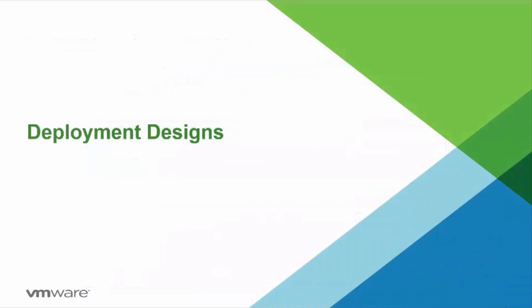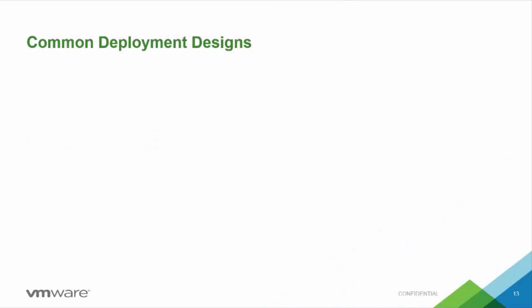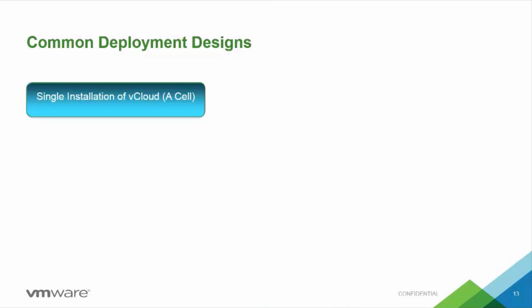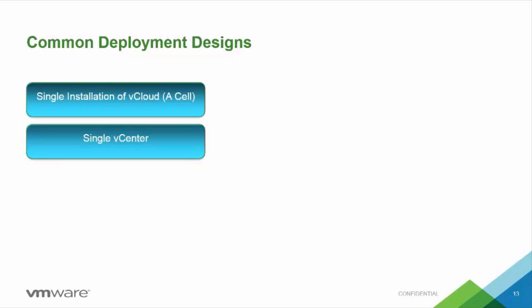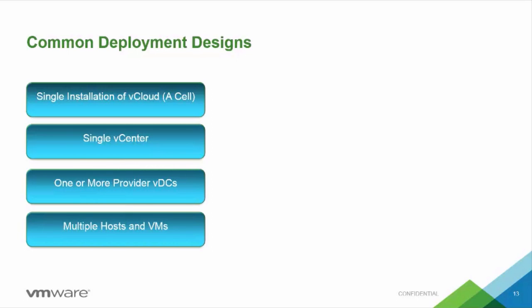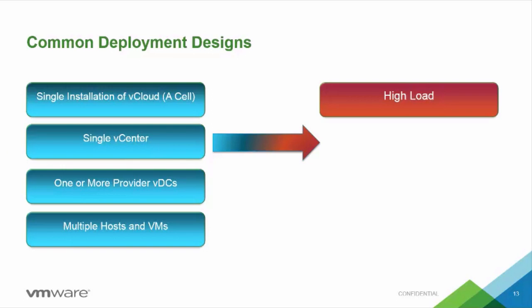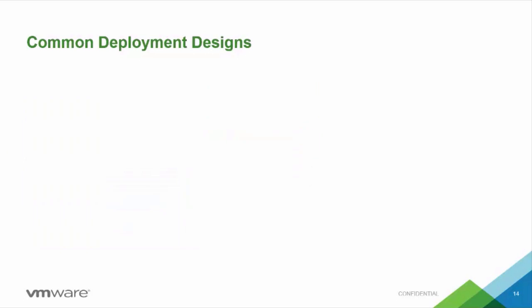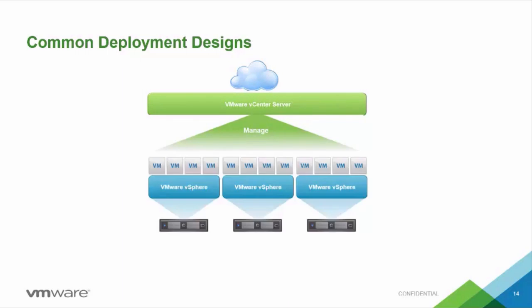So, deployment designs. A common deployment design that we would see come in via an SR would be a customer with a single installation of vCloud, or SSL, as we'll probably refer to it from now on. Single vCenter, one or more provider VDCs, and multiple hosts and VMs underneath. What that actually gives us is a high load and single points of failure. To illustrate that, let's think of a single vCloud cell, a single vCenter managing multiple hosts backed by multiple data stores.